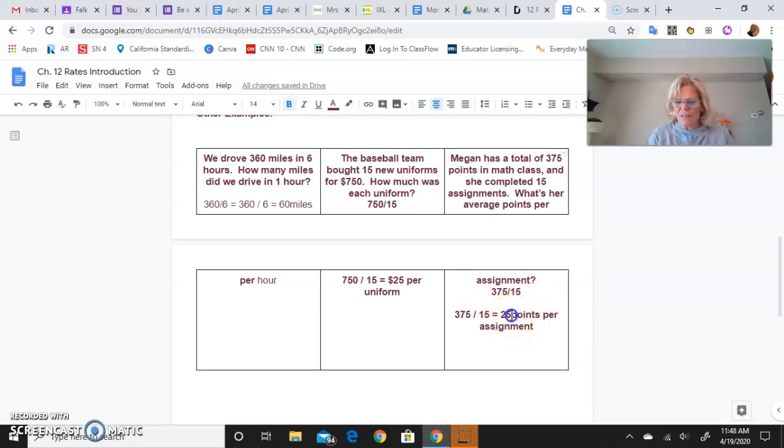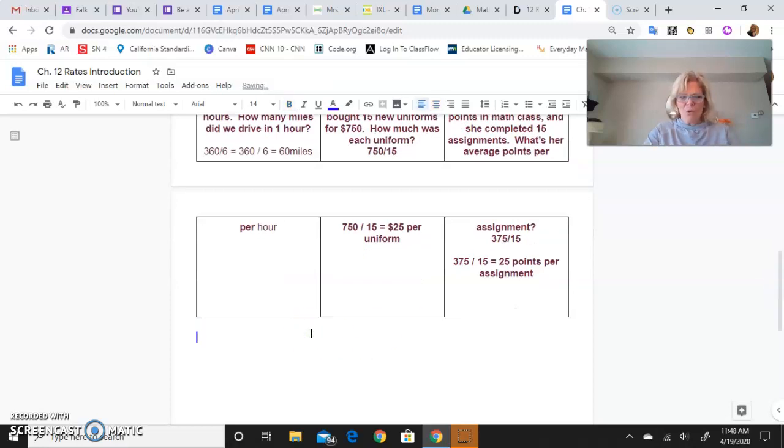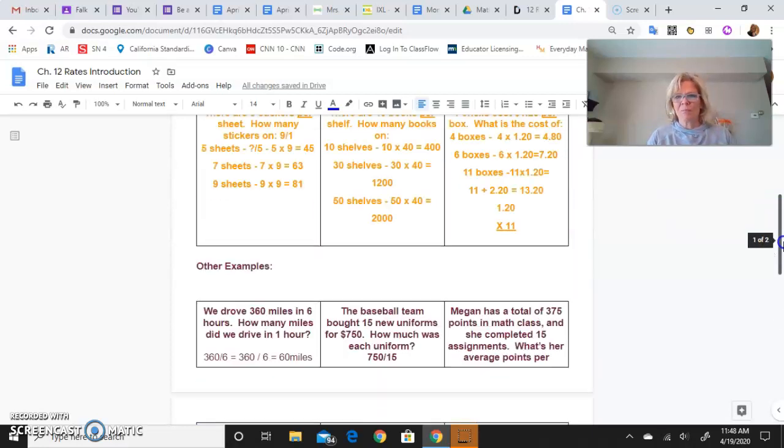Okay, so 25 points. So to find per, that is also a clue word for divide. Whenever you see the word per, it means division. It's a clue word for division. Now, some of you like to do the opposite and do, well, what times 15 equals 375? Either way, I don't care.